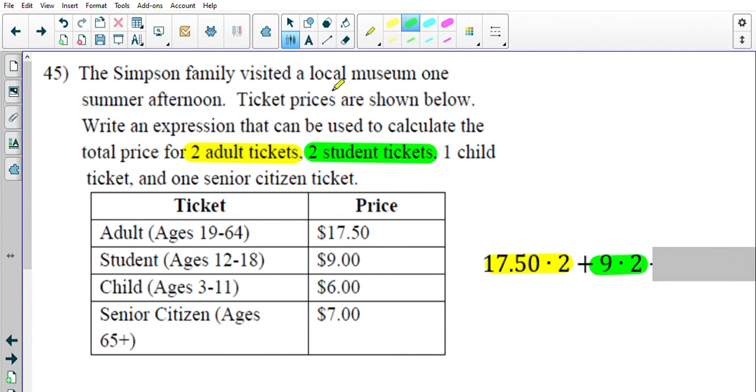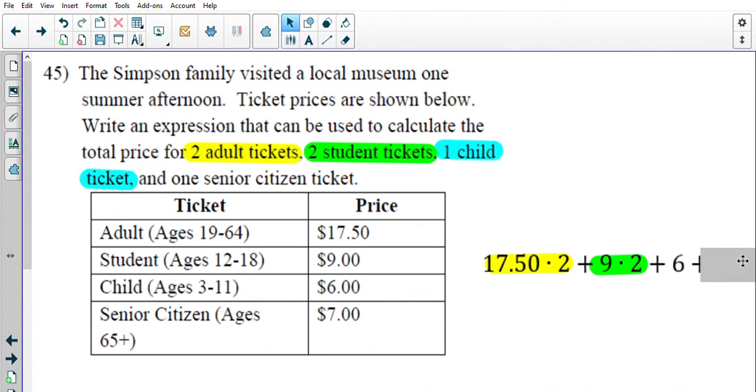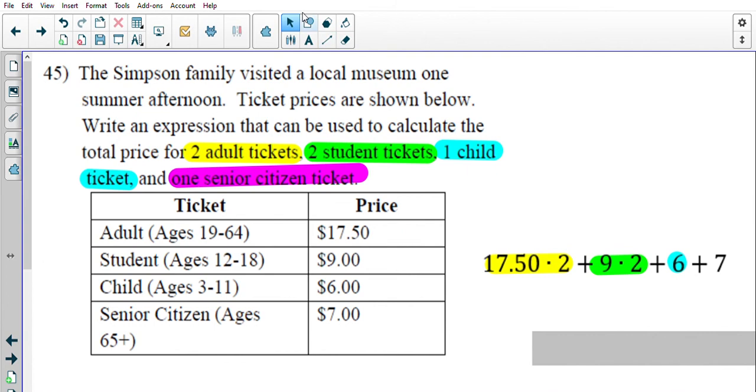Absolutely. And then finally we have, not finally, sorry, we've got 1 child ticket, which is $6. So you can just do plus 6 at this point. Highlight that. And then we have 1 senior citizen ticket, and that is $7, so you can do just plus 7. Now, could you do 6 times 1 and 7 times 1? Sure. It's not necessary to do that, though, and it doesn't actually ask you to evaluate it. It just says, write an expression. We did it. We're done.